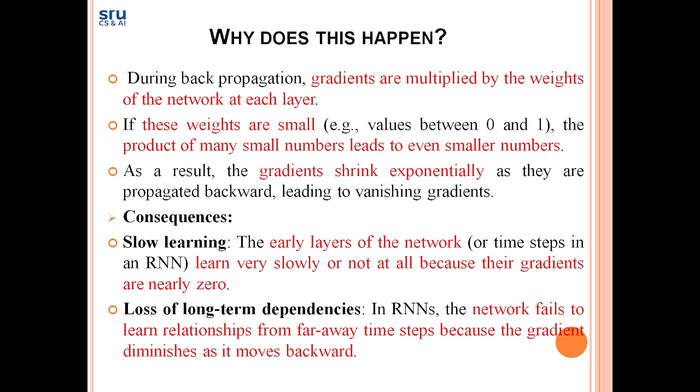Slower learning: the early layers of the network learn very slowly or not at all because their gradients are nearly zero. Loss of long-term dependency: in an RNN, the network fails to learn the relationship from far away time steps. Why does this happen? Because the gradient diminishes as it moves backward.